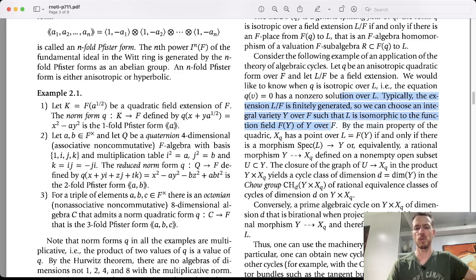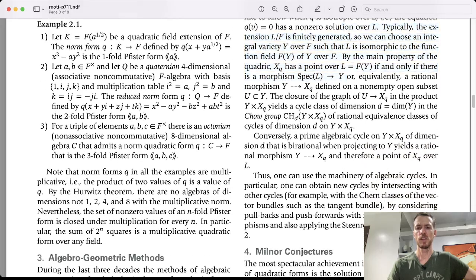By the main property of the quadric, X_Q has a point over L, the function field of Y over F, if and only if there is a morphism from Spec L to Y, or equivalently a rational morphism Y to X_Q defined on a non-empty open subset U subset Y. The closure of the graph of U injecting into X_Q in the product Y times X_Q yields a cycle class of dimension d equals dimension of Y in the Chow group CH_d of Y cross X_Q of rational equivalence classes of cycles of dimension d on Y cross X_Q.